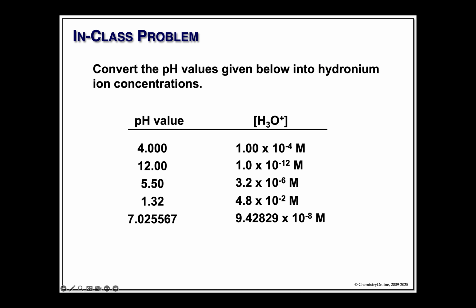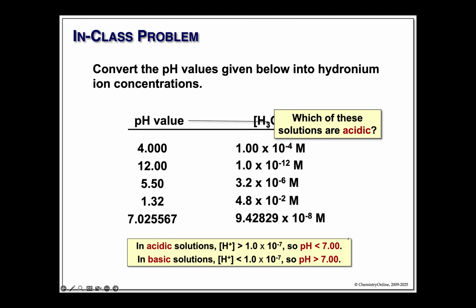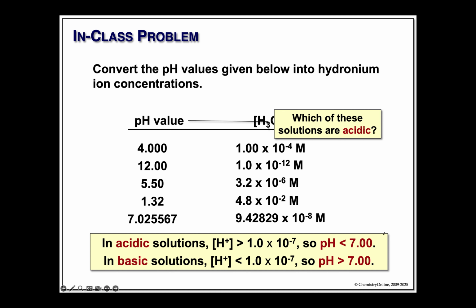Now let's just see if we remember which of these solutions are acidic. Acid, pH is less than 7. Basic, it's above 7. Oh yeah. Acid, base, acid, acid, base. Any questions?